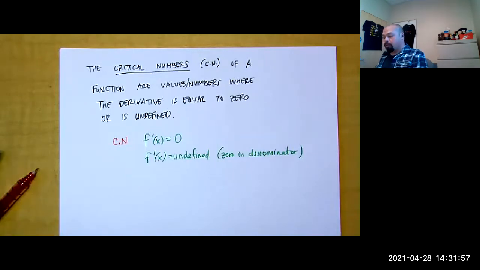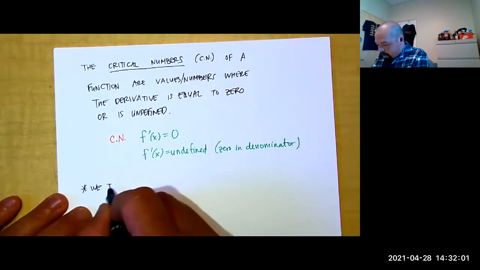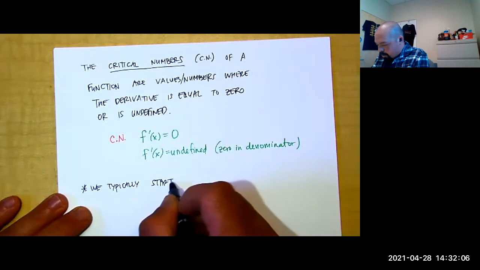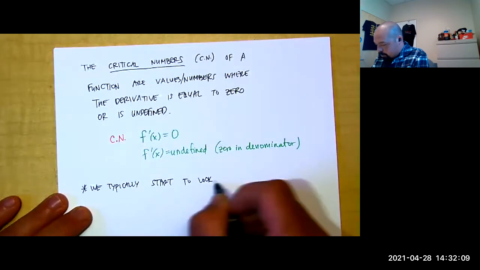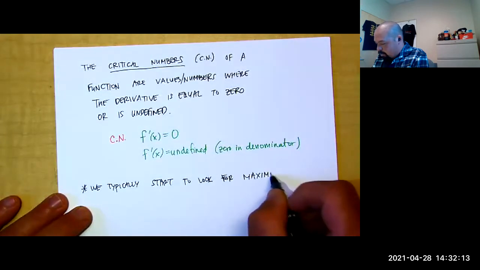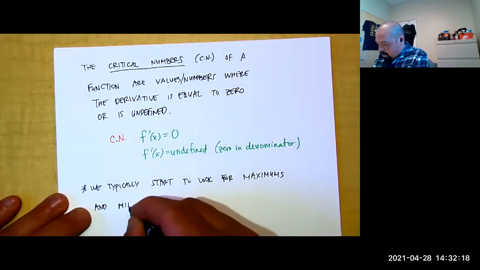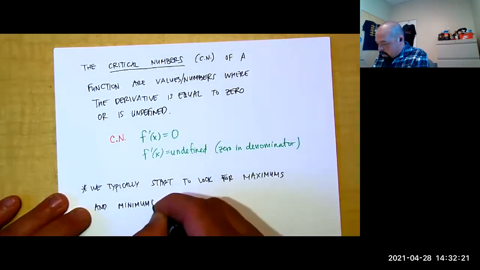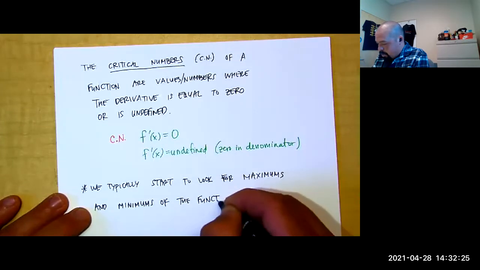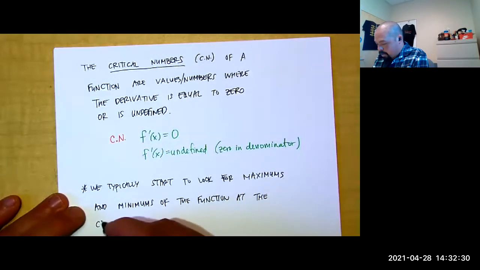And so with those critical numbers, we typically start to look for maximums and minimums of the function at those critical numbers.